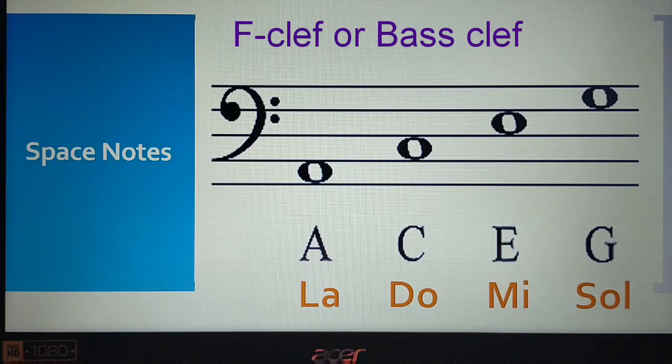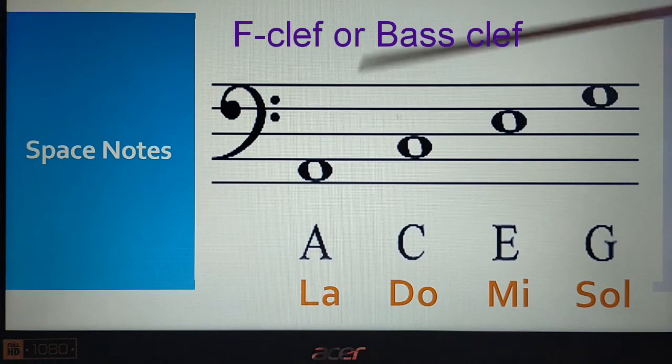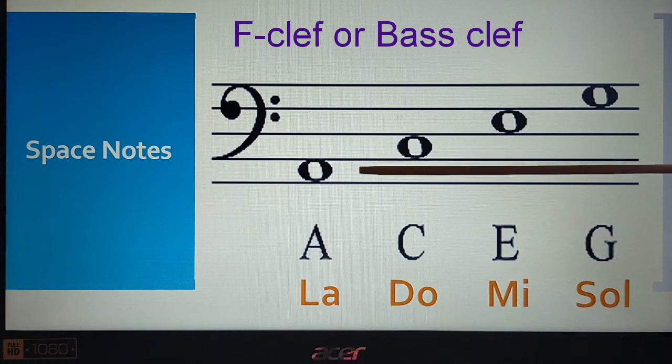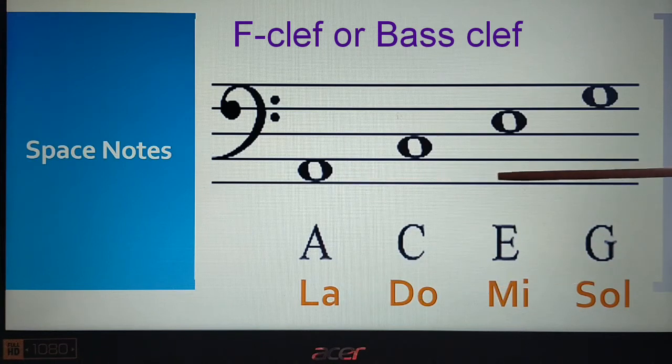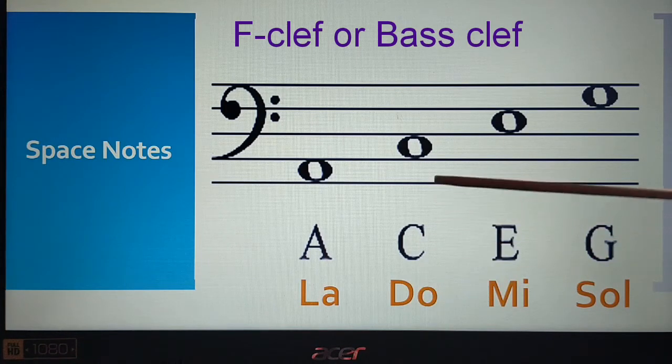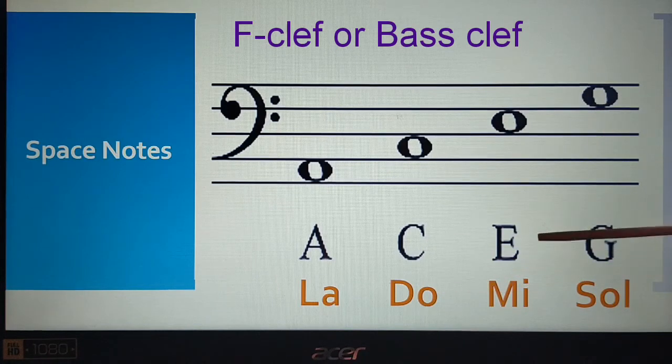Now on the spaces, here are the notes on the spaces of the bass clef. On the first space, it's A or La. The second space is C or Do. On the third space, it's E or Mi. And the last space is G or Sol.